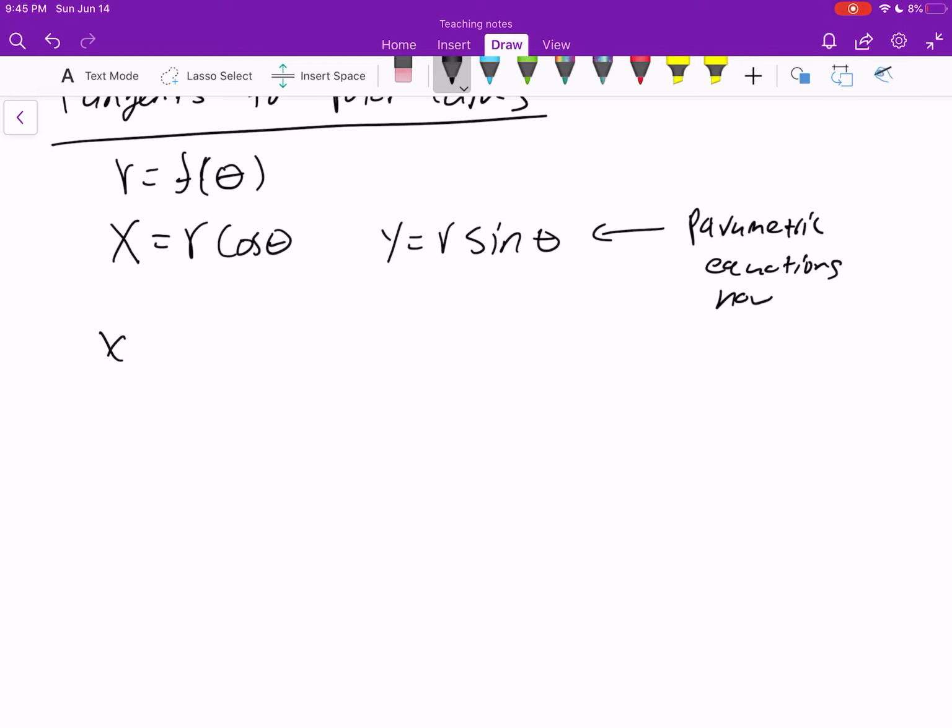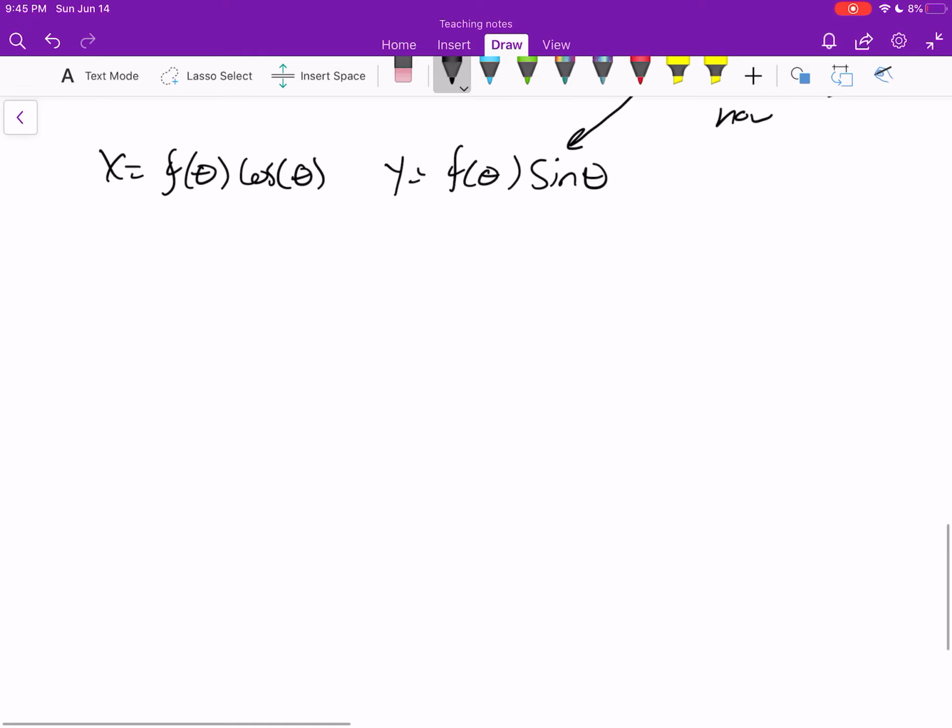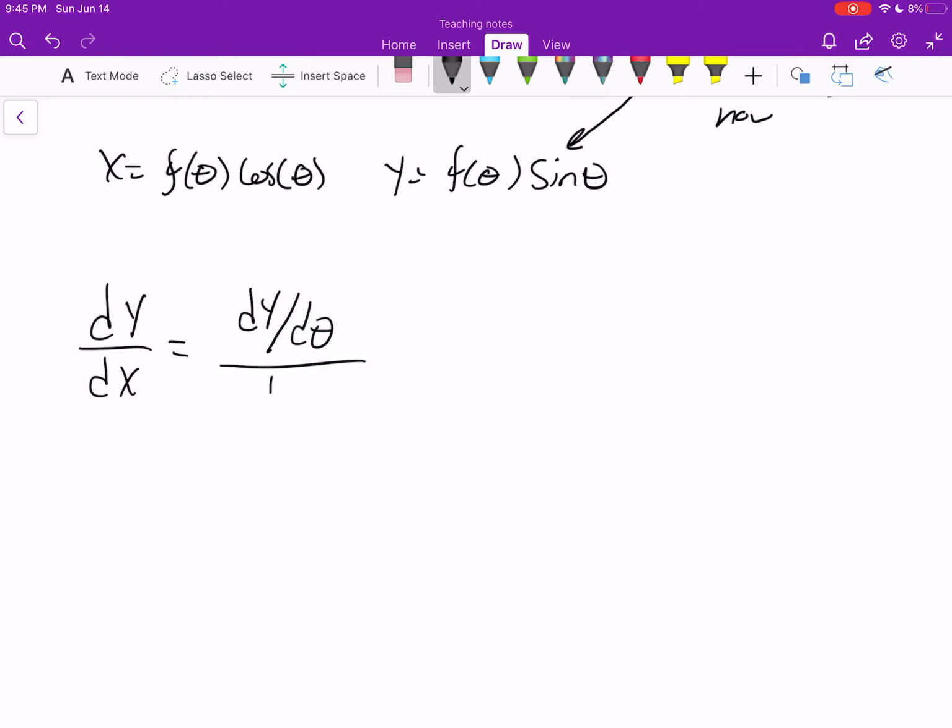So what I'm going to do is replace that r with f of theta. x is equal to f of theta cosine theta, and y is equal to f of theta sine theta. Now I have x as just a function of theta, and y as a function of theta. This is just a parametric equation like we had from earlier sections. And so we can write down the derivative dy dx. It's going to be dy d theta divided by dx d theta.